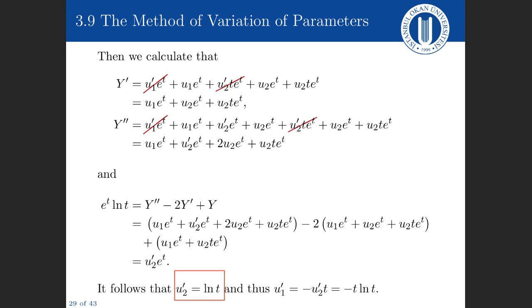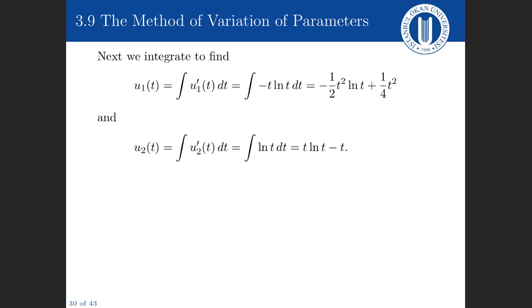Using the extra condition from the previous page, we know that u1 prime is equal to minus u2 prime t. So u1 prime must be minus t ln t. Then we've done most of the hard work. After we integrate these two functions, we will know u1 and u2. After we know u1 and u2, we can write down the particular solution. So integrate these two functions.